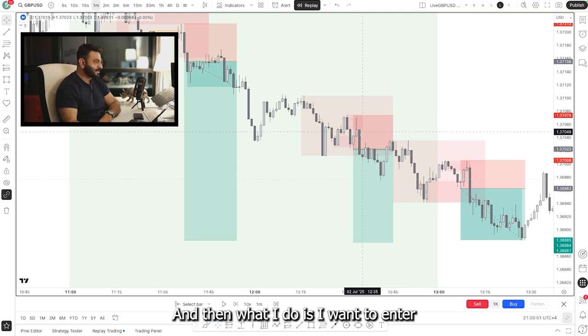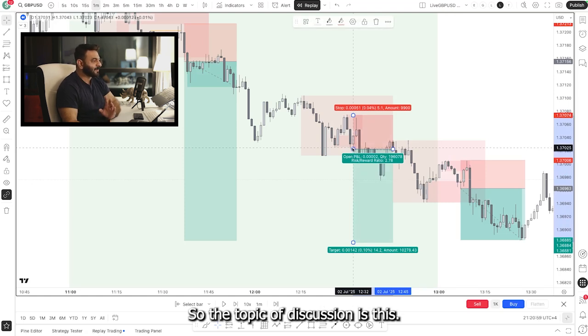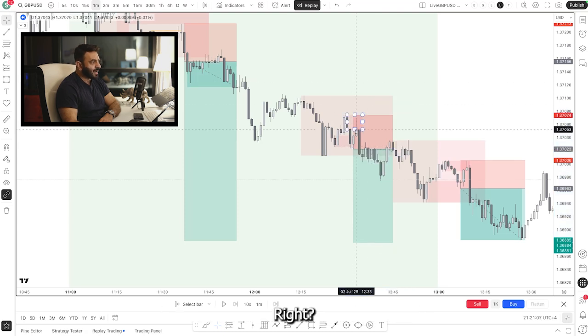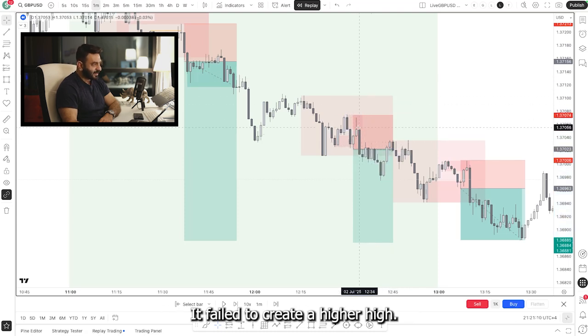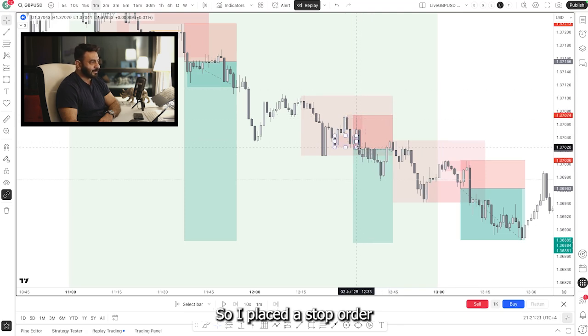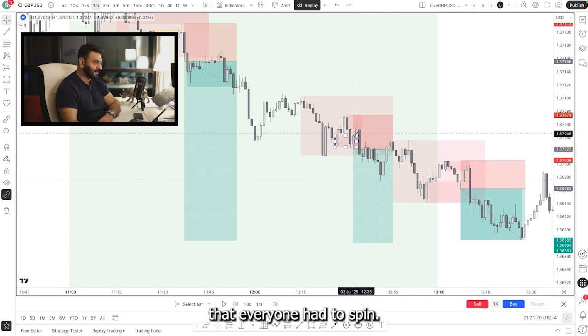And then what I do is I want to enter at the breakout of the reaction if the reaction fails, right? So the topic of discussion is this: if the reaction or this demand zone, or whatever you want to call this, was strong, it should have created a new higher high, right? It failed to create a higher high. I saw that coming in, then I want to get involved as this gets broken, because this low failed to break this high to create a new higher high. So I placed a stop order, and as soon as price tagged me in, we hung around for a bit, came back down, hung around, and then price went in the direction that we were anticipating.